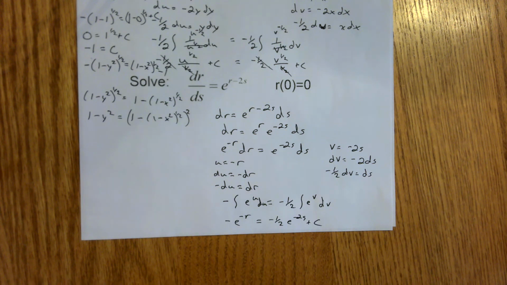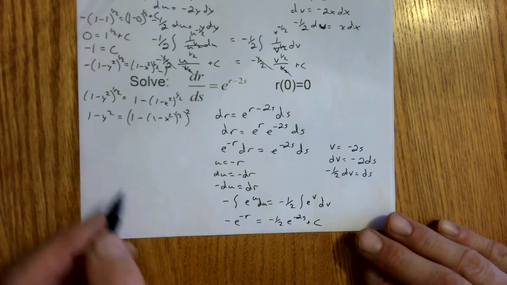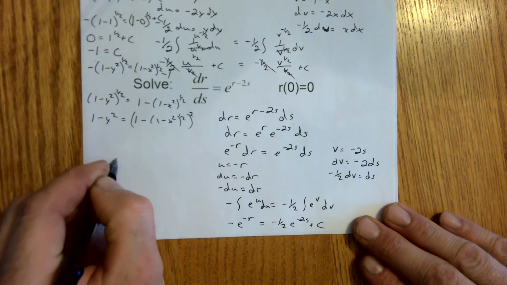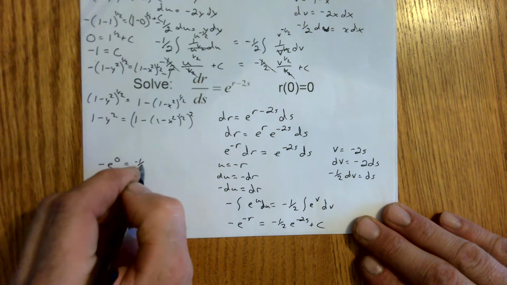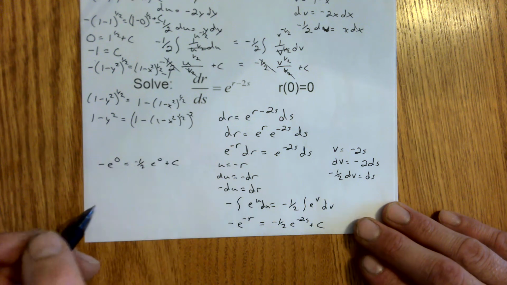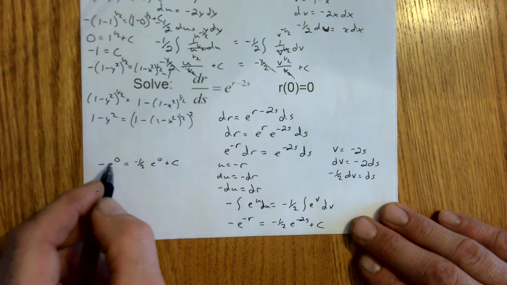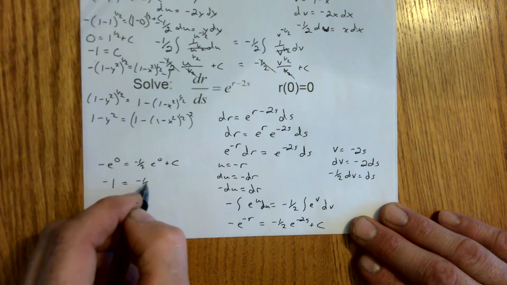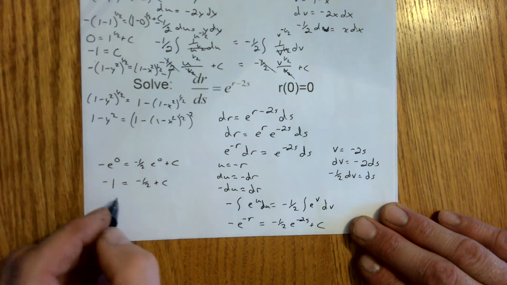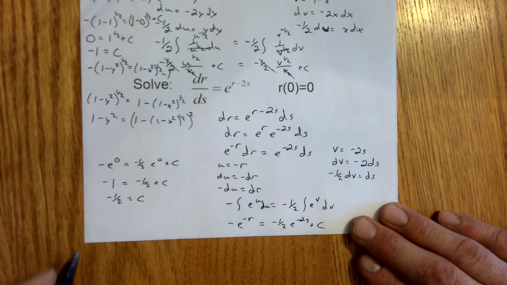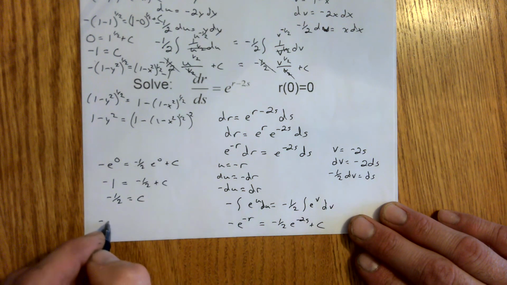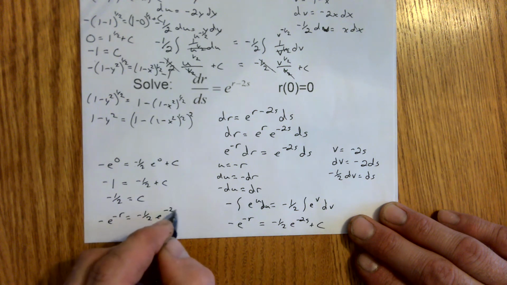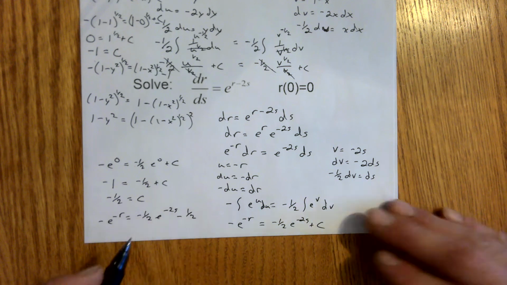Now we're going to plug in 0 for r and s, since we know r of 0 equals 0. So we have negative e to the 0 equals negative 1/2 e to the 0 plus c. If I go ahead and solve for c, I get negative 1 equals negative 1/2 plus c. Add my 1/2 over, I get negative 1/2 equals c. So I get negative e to the negative r equals negative 1/2 e to the negative 2s minus 1/2.